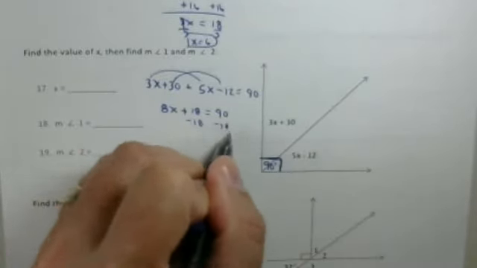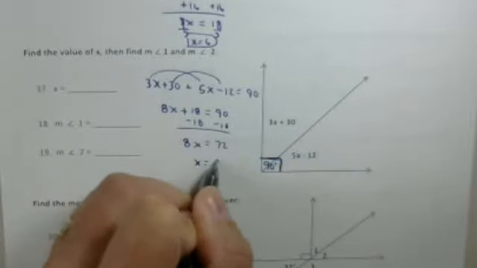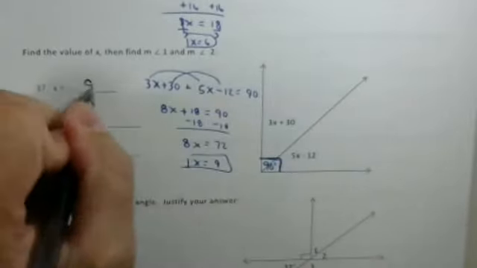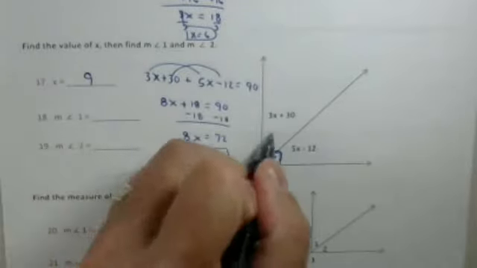Subtract 18 from both sides. 8x equals 72. So we divide by 8 and get x equals 9. Now notice here they want you to plug in, find angles 1 and 2.